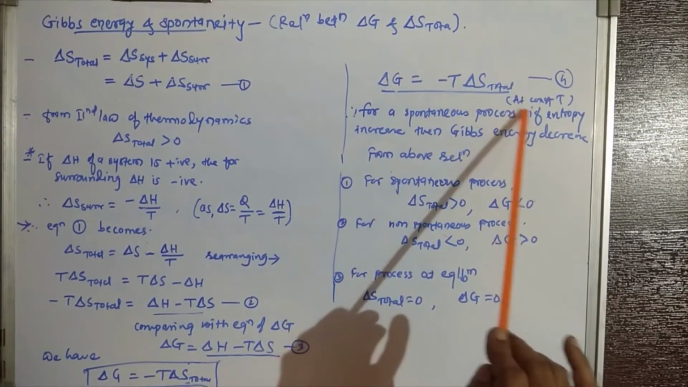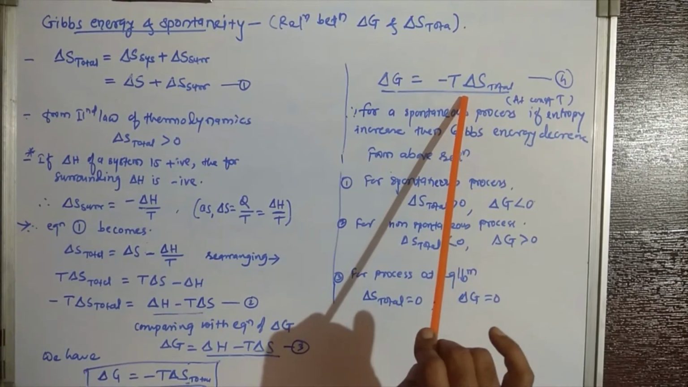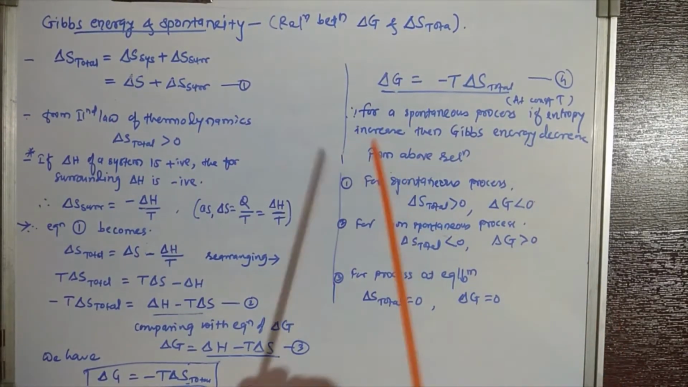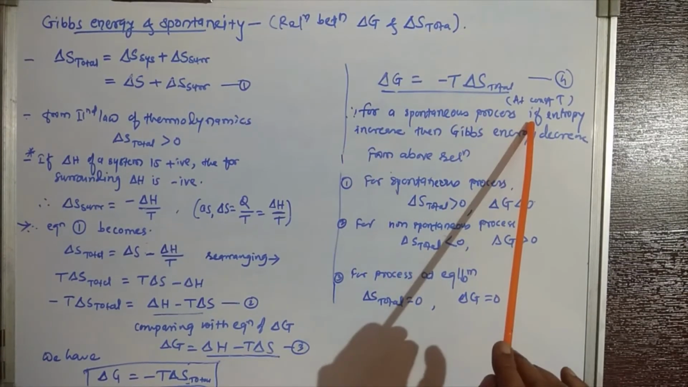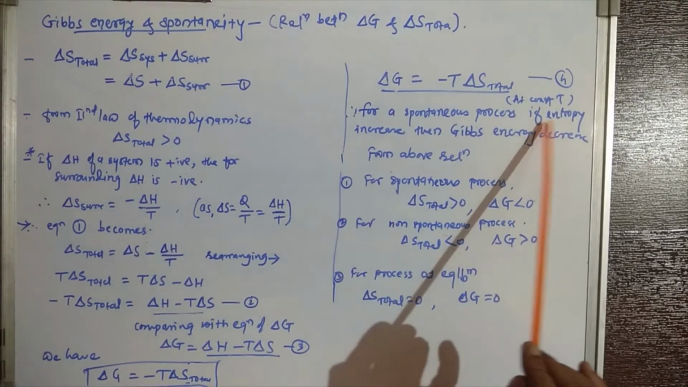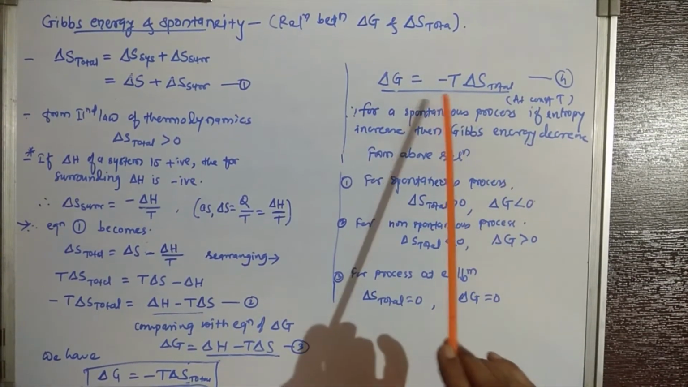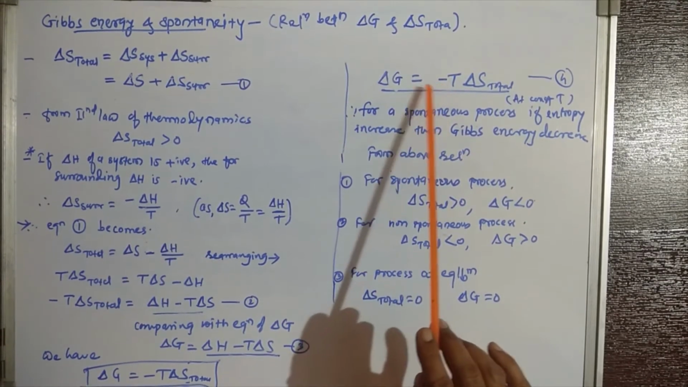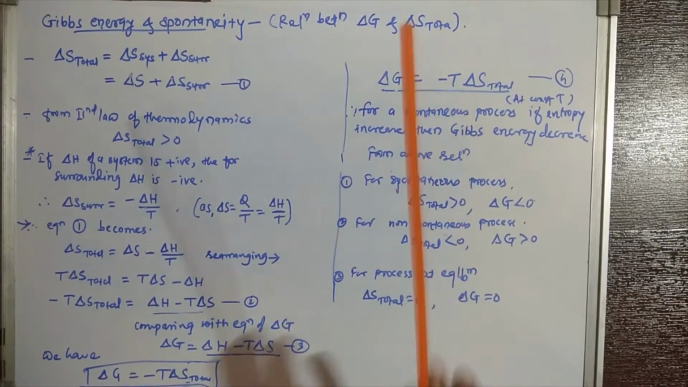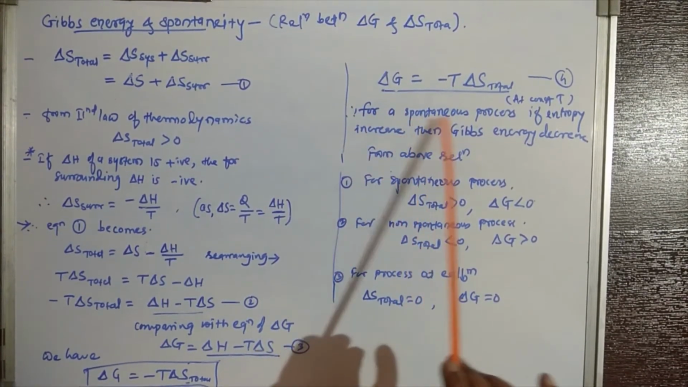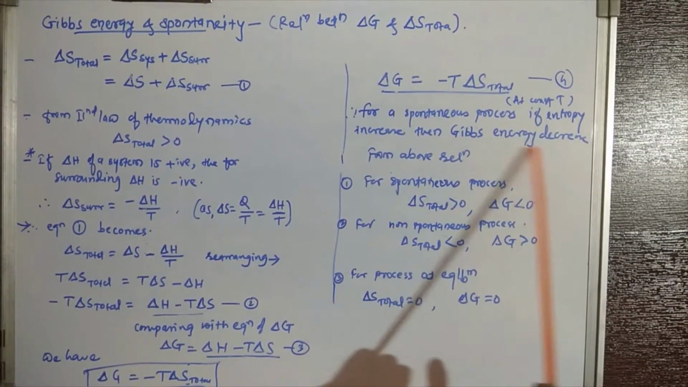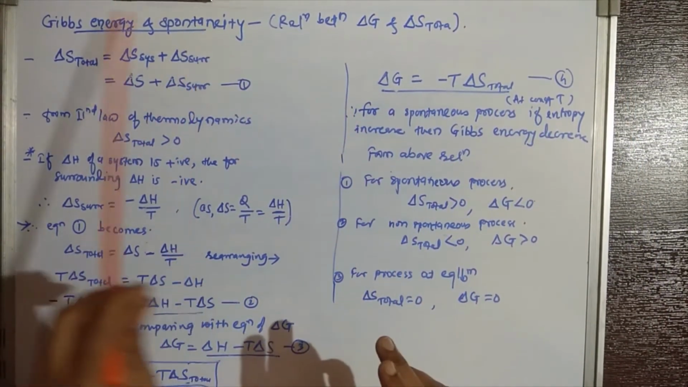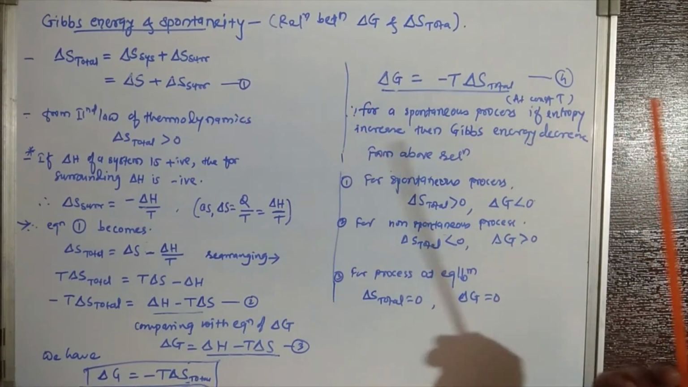Now from this relation, at a constant temperature, we can explain the spontaneity in terms of Gibbs energy as below. We have seen already, for a spontaneous process, if entropy increases then the Gibbs energy decreases, because the change in Gibbs energy and change in entropy are related to each other with the minus sign. If one decreases then the other will increase. From the second law of thermodynamics, for a spontaneous process if entropy increases then the Gibbs energy decreases. So from the above relation, the spontaneity in terms of Gibbs energy can be explained in terms of this entropy change.